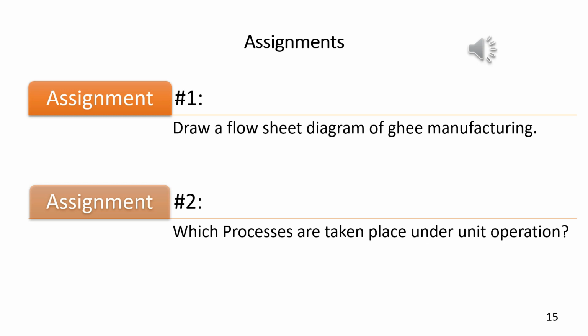Assignment number 1 is draw a flow sheet diagram of ghee manufacturing, and assignment number 2 is which processes take place under unit operation.